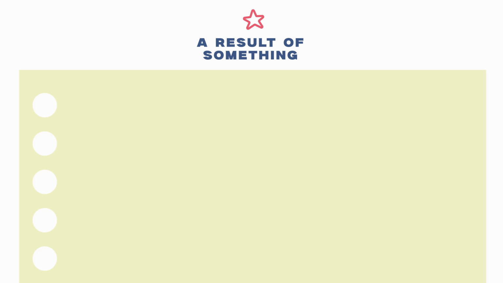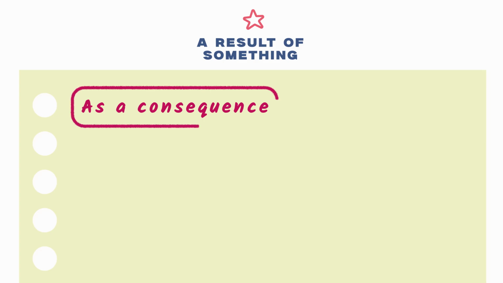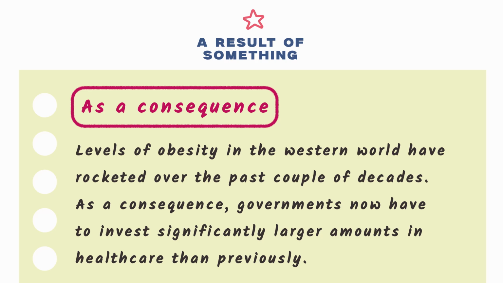The next linking word is "as a consequence." It means the same as "as a result." Now let's use it in a sentence. Levels of obesity in the Western world have rocketed over the past couple of decades. As a consequence, don't forget the comma, governments now have to invest significantly larger amounts in healthcare than previously.